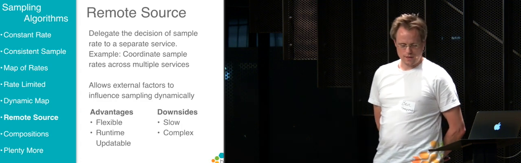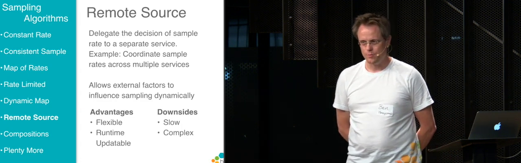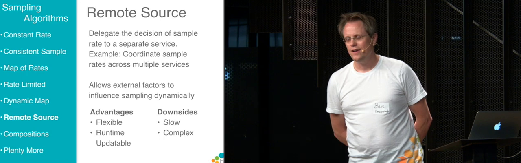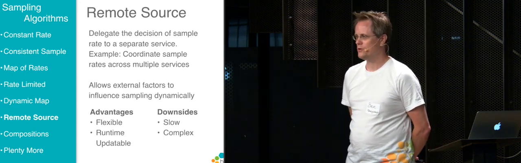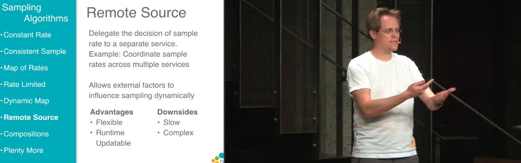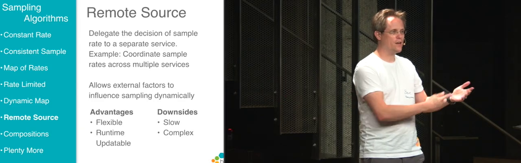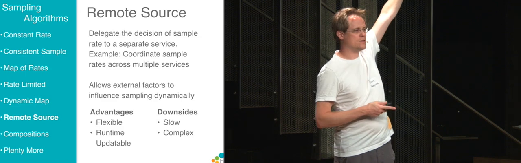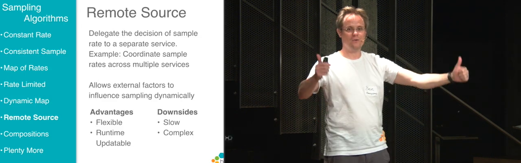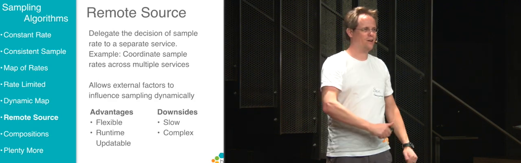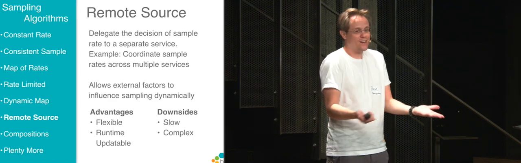Remote source is one that I pulled from the Jaeger client library, and it's an interesting one because you're choosing to delegate the choice about how to sample traffic to a third-party service. Basically, it's a webhook. So for each event that comes through, you're going to call out and say, hey, here's some details. How should I sample this thing? Which is awesome if you want to adjust your sample rate at runtime. And that's not uncommon.